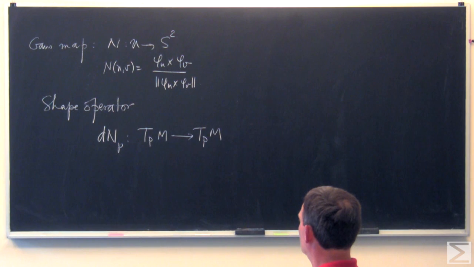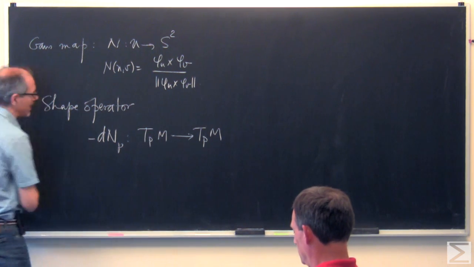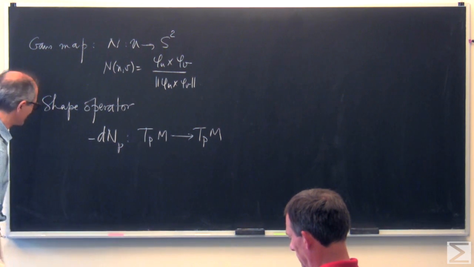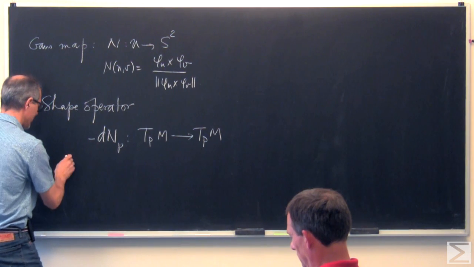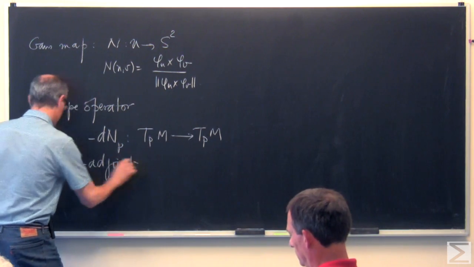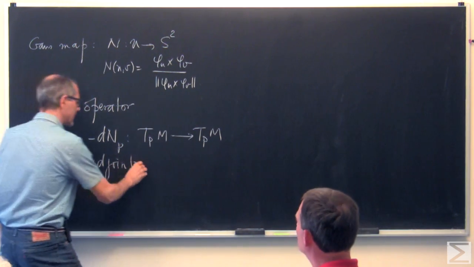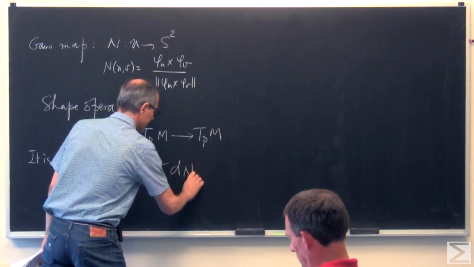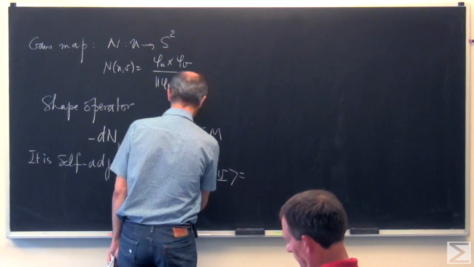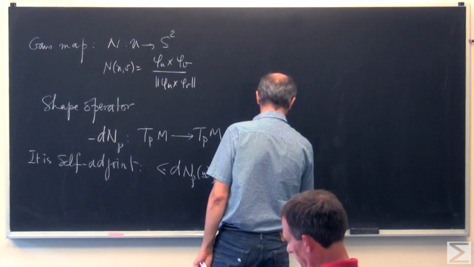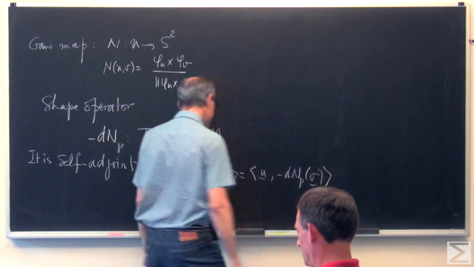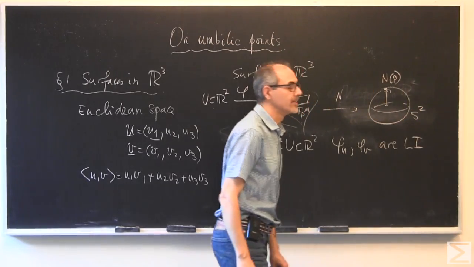It's an operator. I'll put a minus here, just so as not to have a minus later on. This is called the shape operator, and it's self-adjoint. What does self-adjoint mean? If I use the scalar product, applying the operator to vector u and taking the scalar product with vector v is the same as applying it to vector v and taking the scalar product with vector u. This is a self-adjoint operator.